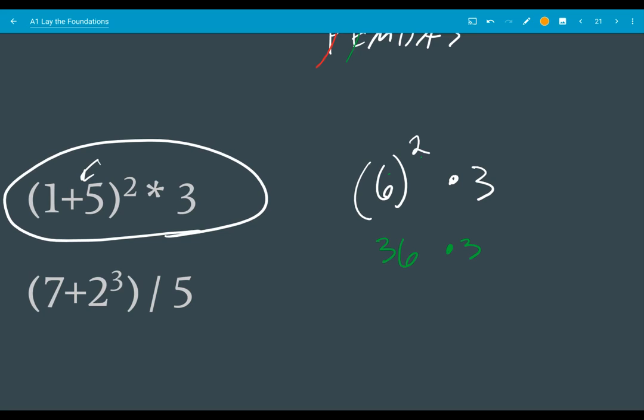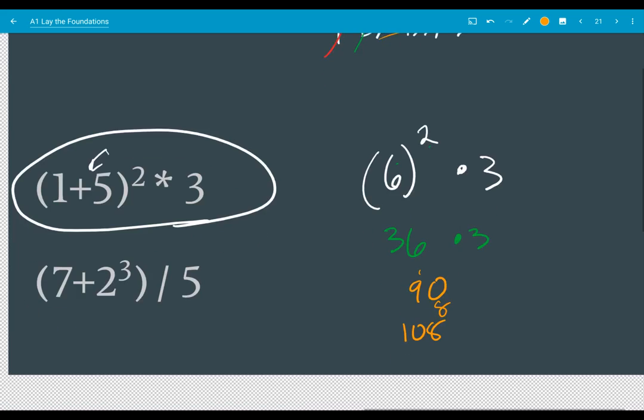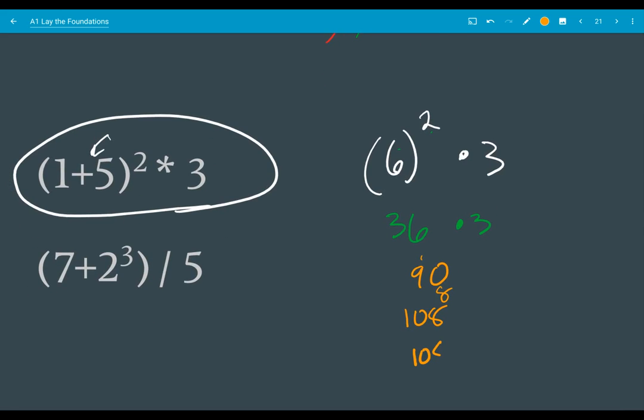I know 3 times 30 is 90, and 6 times 3 is 18, so 108. So that takes care of my multiplication and division. I don't have any addition or subtraction, so 108 is the final answer to that question.